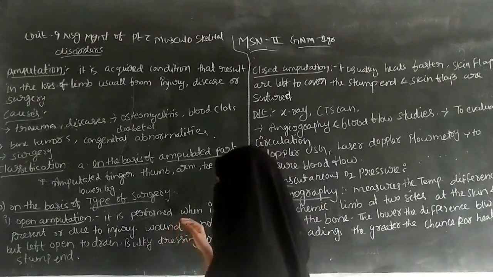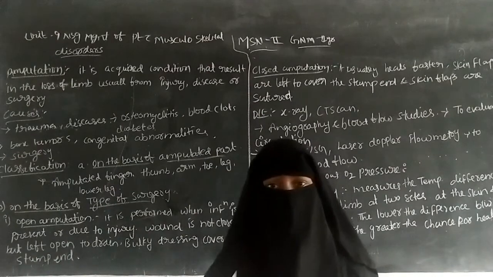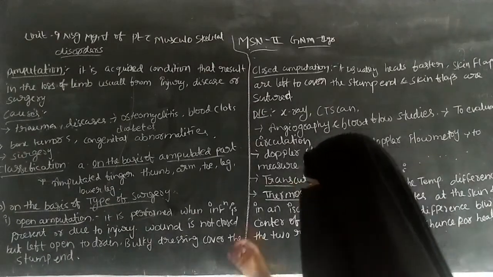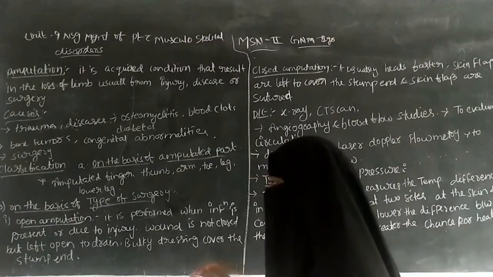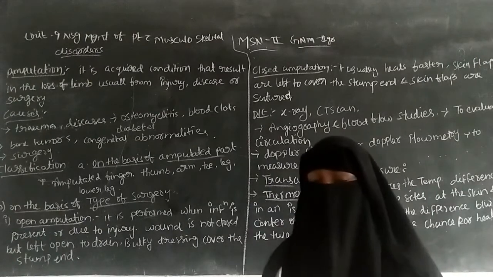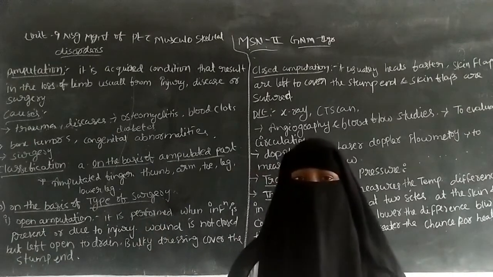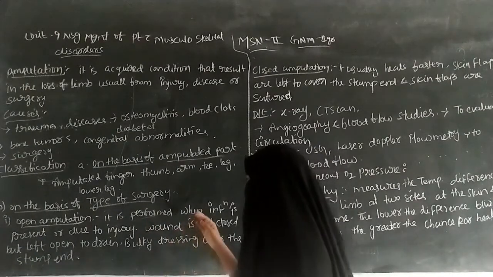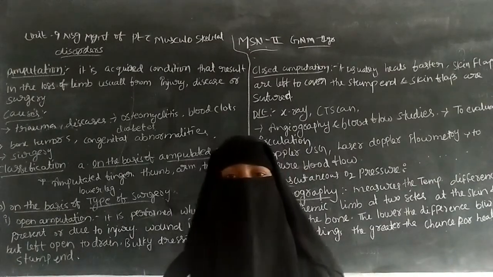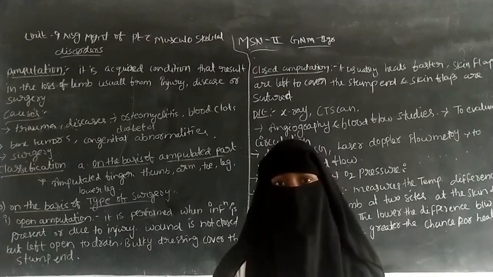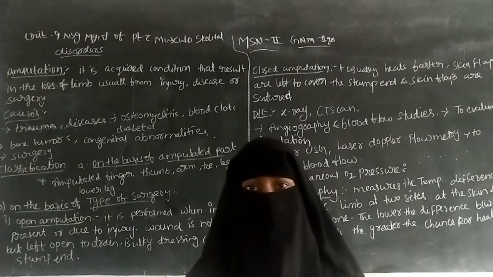So next one is on the basis of the type of surgery. According to the type of surgery, there are two types: open amputation and closed amputation. In open amputation, it is performed when infection is present because of an injury. So when the infection is present, an open amputation can be done.